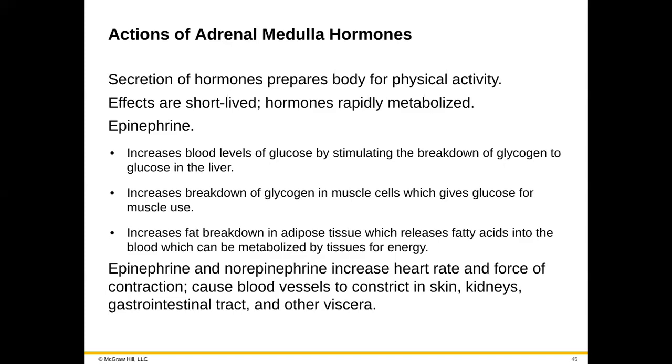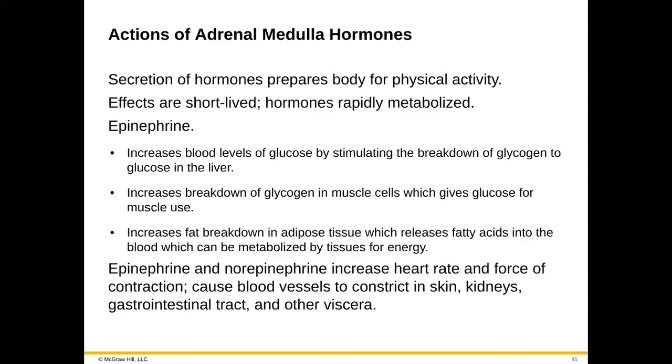Like we talked about in ANP1, epinephrine and norepinephrine increase heart rate and the force of contraction of the heart. This is going to cause the blood vessels to constrict, which will increase blood pressure. This is also going to cause the constriction of blood vessels in areas that are not needed in a time of acute stress or sympathetic stress.